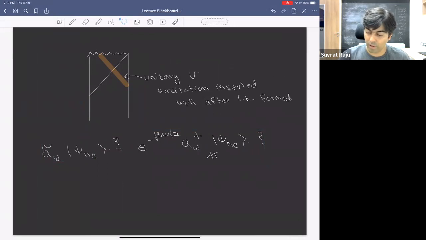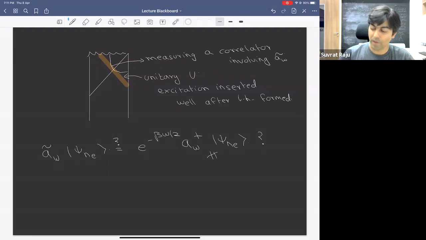So just to be more clear, here is an infalling observer who here has to travel slightly superluminally because of the way I drew the diagram. But if you draw the diagram correctly, the infalling observer is on a time-like trajectory and doesn't have any space-like parts. But the point is that the infalling observer here is measuring a correlator involving A tilde.